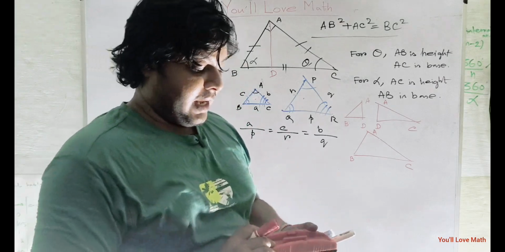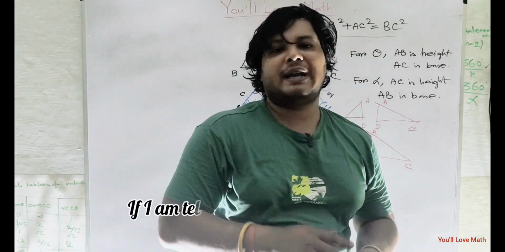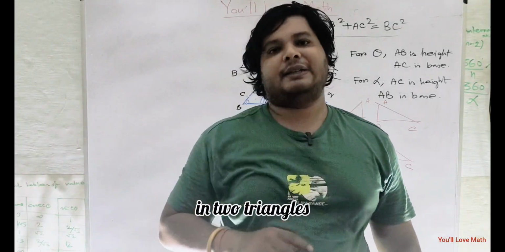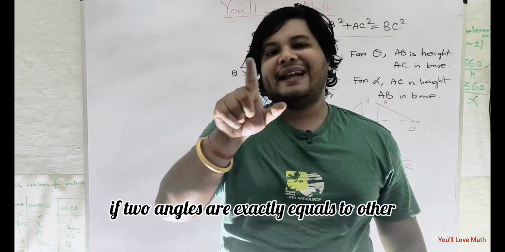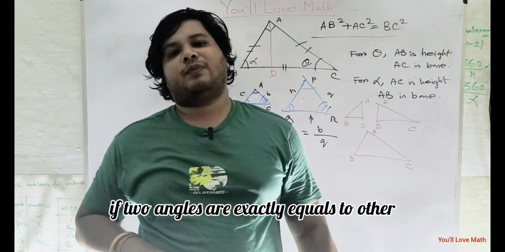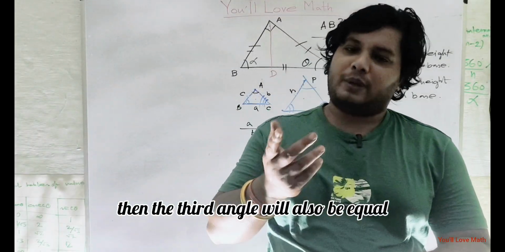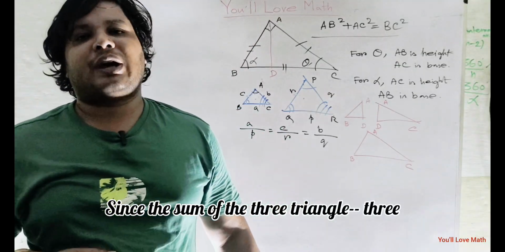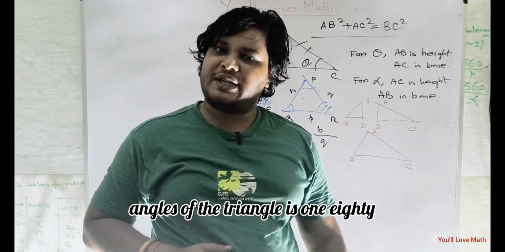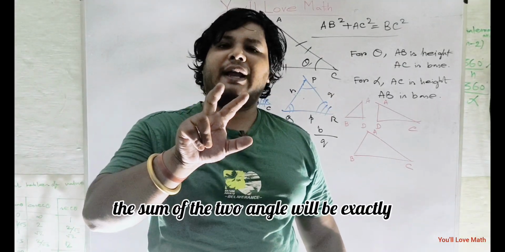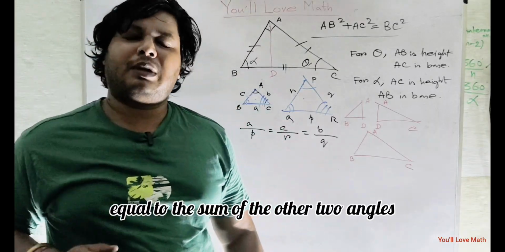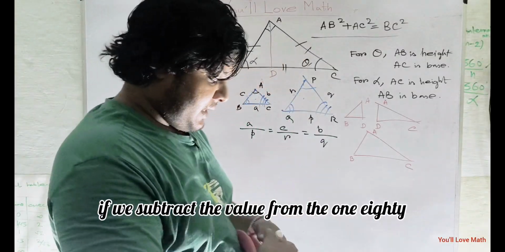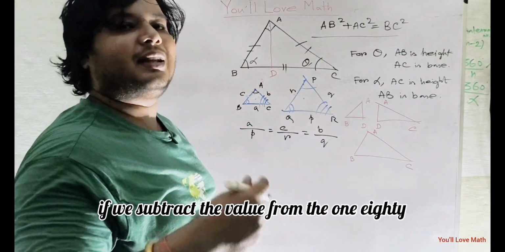Another thing, can anyone tell me, if in two triangles, two angles are exactly equal to the other's, then the third angle will also be equal. How can we do that? It is very easy. Since the sum of the three angles of a triangle is 180, the sum of the two angles will be exactly equal to the sum of the other two angles. So if we subtract that value from 180, the other value will be equal.